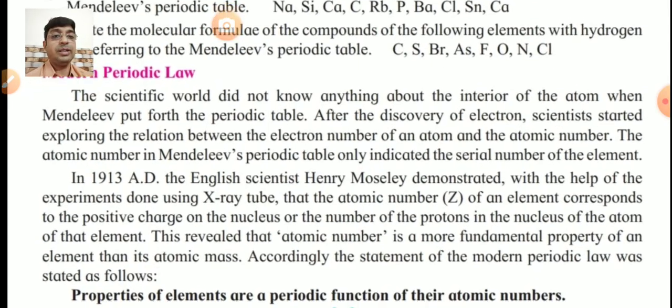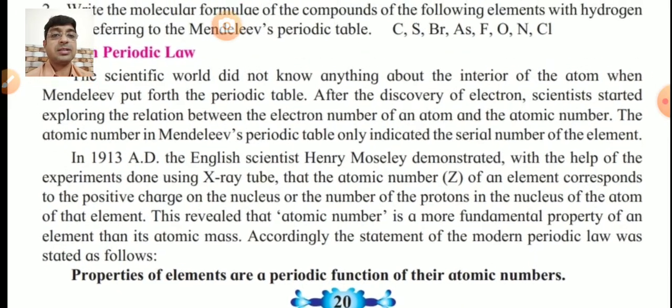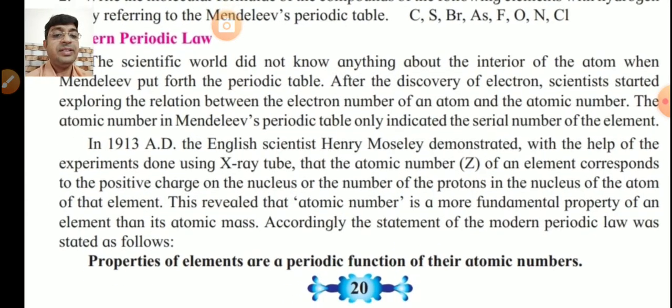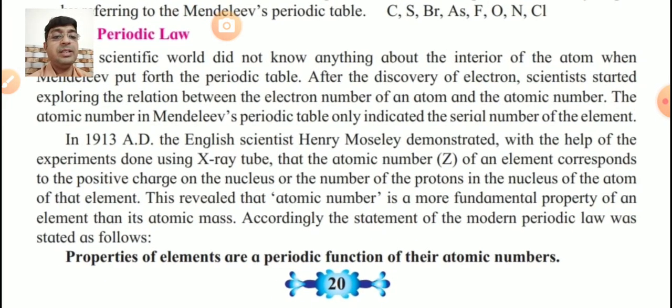So, this law is asked for 2 marks. The question asked here is, state modern periodic law. So, before that, writing 2-3 words. The physical and chemical properties of elements are a periodic function of their atomic numbers. This is called the modern periodic law. See on the next page.